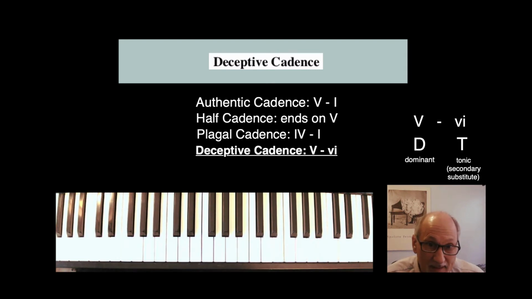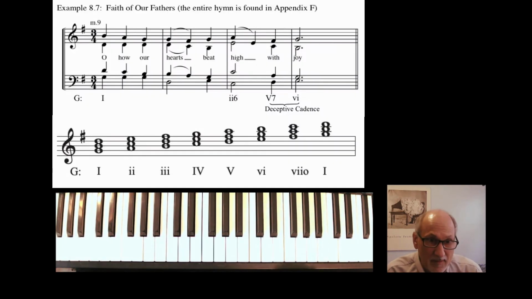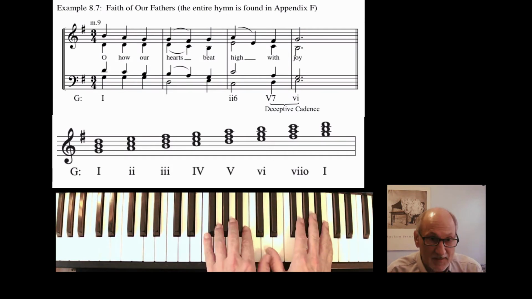And if you find it at the end of the phrase, it gives a really special kind of a non-final cadence. Because we're really expecting the 5 chord to resolve to 1, it's actually quite surprising if it resolves to 6. So for this reason, we call it the deceptive cadence. So here's an example, 8.7. It's the hymn tune, Faith of Our Fathers, and it sounds like this.